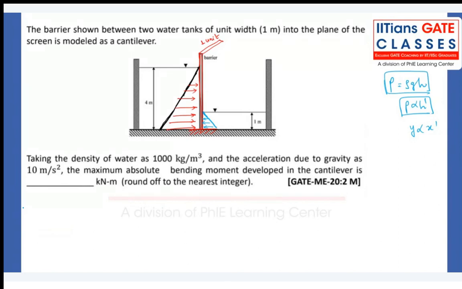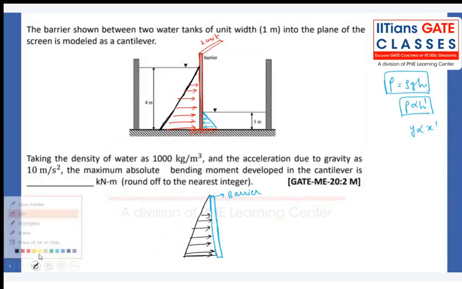What is the absolute maximum bending moment developed in the cantilever beam, they are asking. So this is the hydrostatic pressure, this is the barrier which you are looking at right now, the blue colored one. And there are some pressure variations happening. What is the centroid or center of pressure for these pressure variations? Can anyone tell me? What is the hydrostatic force due to these variations? First of all, tell me that one. What is the hydrostatic force?